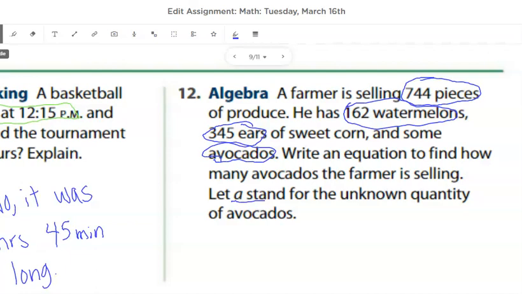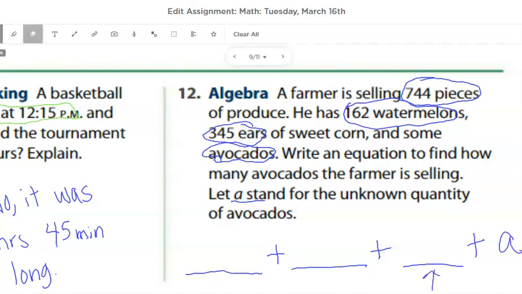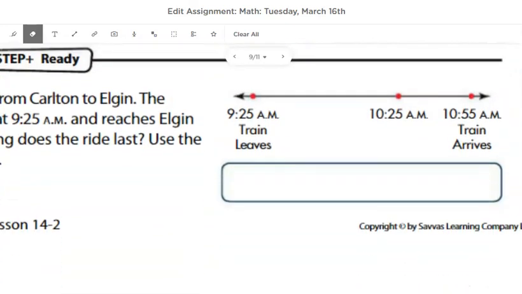So when you're writing out this problem, you'll write out the numbers. And then for the avocados, you're just going to put an A. That's the same as if you were going to put in a blank for something you didn't know. But we're using A to stand for avocados. You can go ahead and enter yours in there.